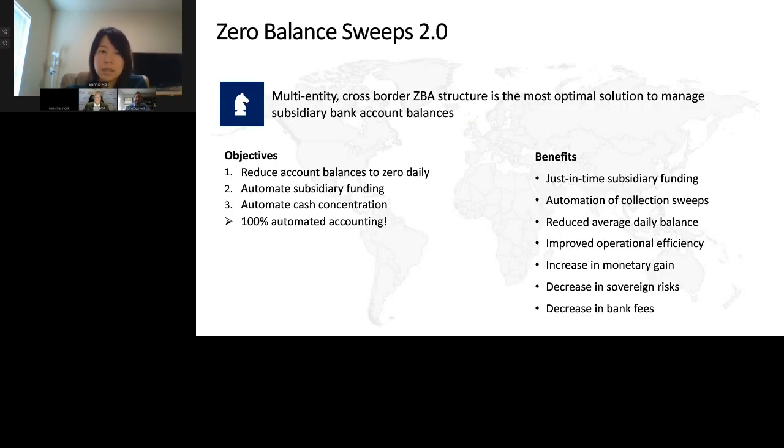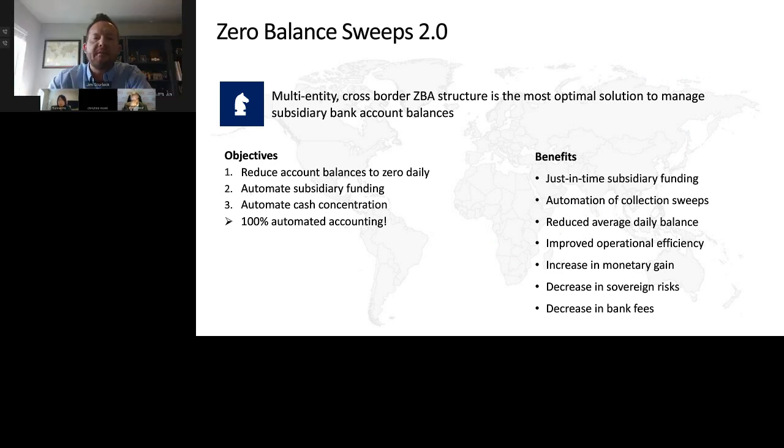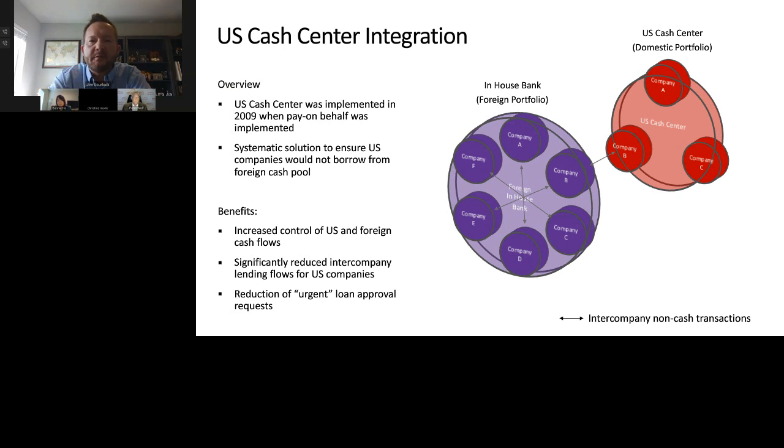Sunny, if I can add one thing on that. I know that somebody in the beginning slide had a question around compliance and tax perspective. If we think about the evolution of our in-house cash center, we started off with one cash center in the early 2000s, and then we implemented pay on behalf. But because there were many legal entities that, from a tax perspective, could not borrow from our in-house bank.